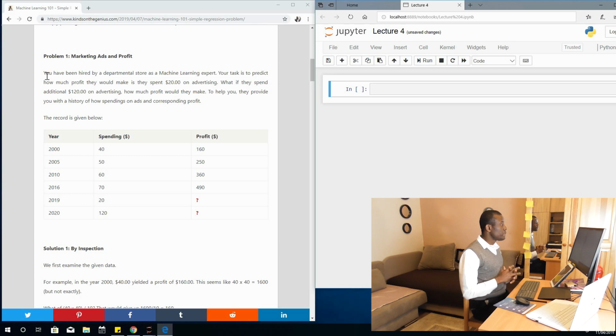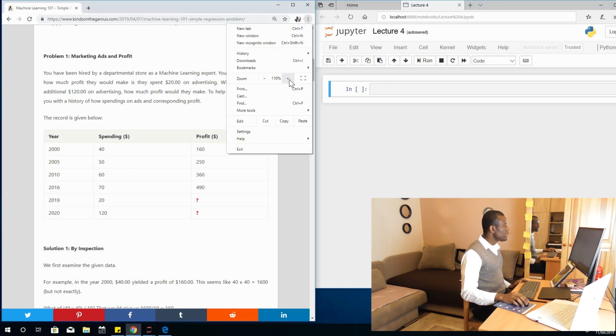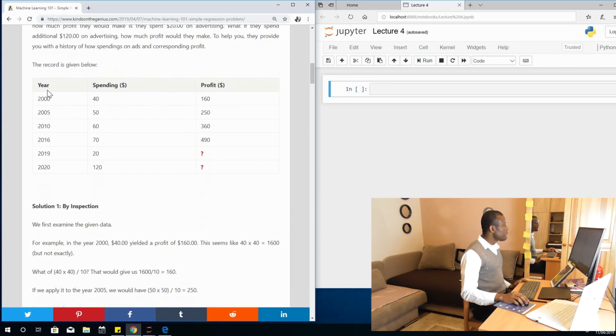You have been hired by a departmental store as a machine learning expert, and your task is to predict how much profit they will make if they spend $20 on advertising. What if they spend an additional $120 on advertising? How much profit will they make? To help you, they provide you with the history of spendings on ads and corresponding profits. In the table you have the year, the spending, and the profit.